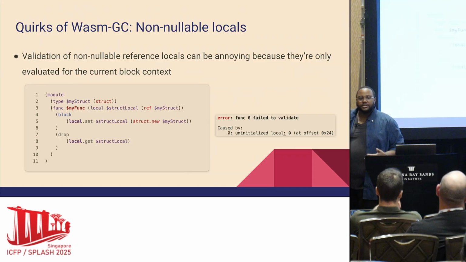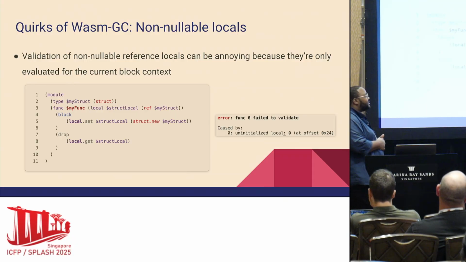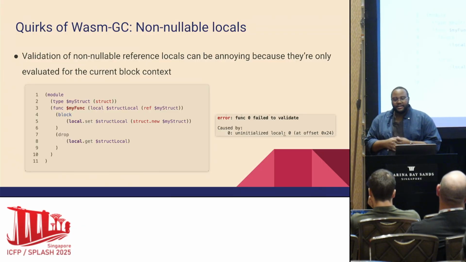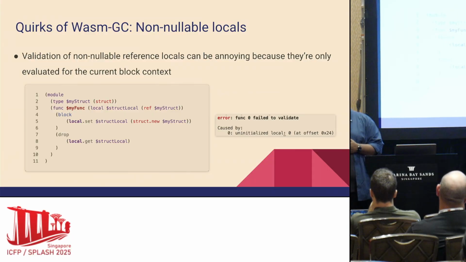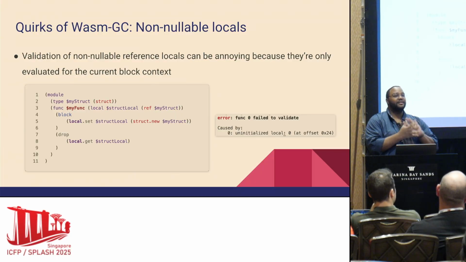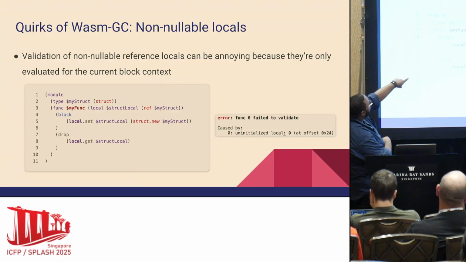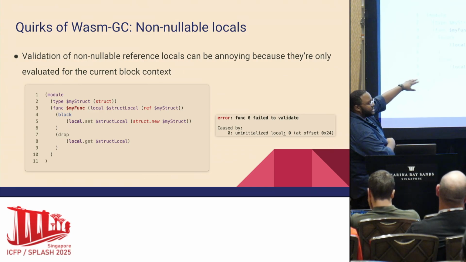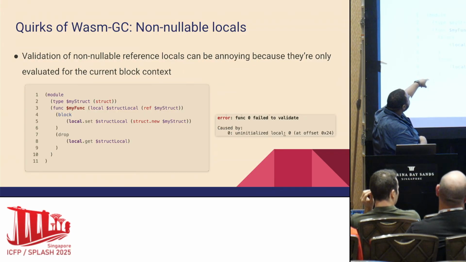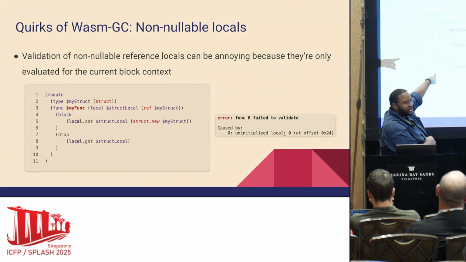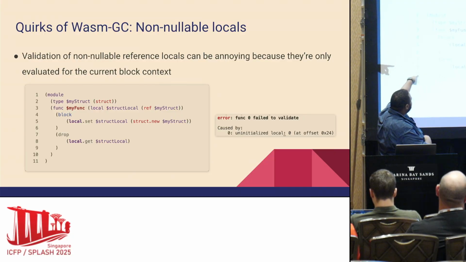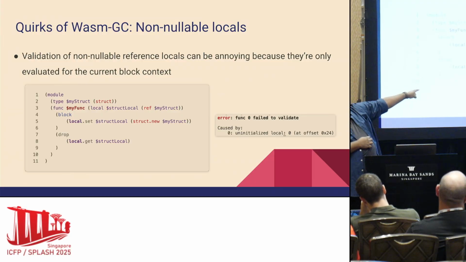I want to talk about some of the quirks of Wasm GC. So non-nullable locals. If you're writing a compiler, this is something that you might run into, that I ran into, that I thought was kind of annoying. Locals are only evaluated in their current block context. So what this means is, if you look at this function on line 3, we have this local that's a struct, and it's not a mutable local, right? We're just going to keep the value in there. In this block, we initialize that local with this struct value. And then outside that block, we try and get the value of that struct. And this is a validation error.